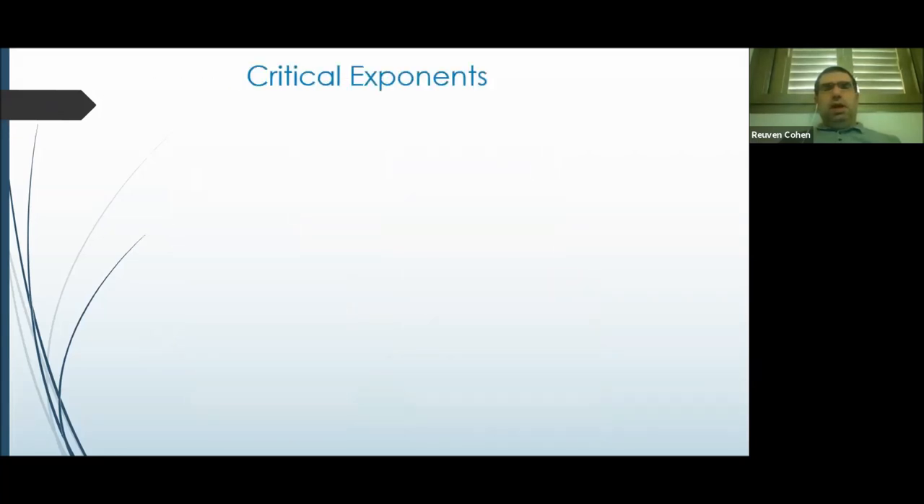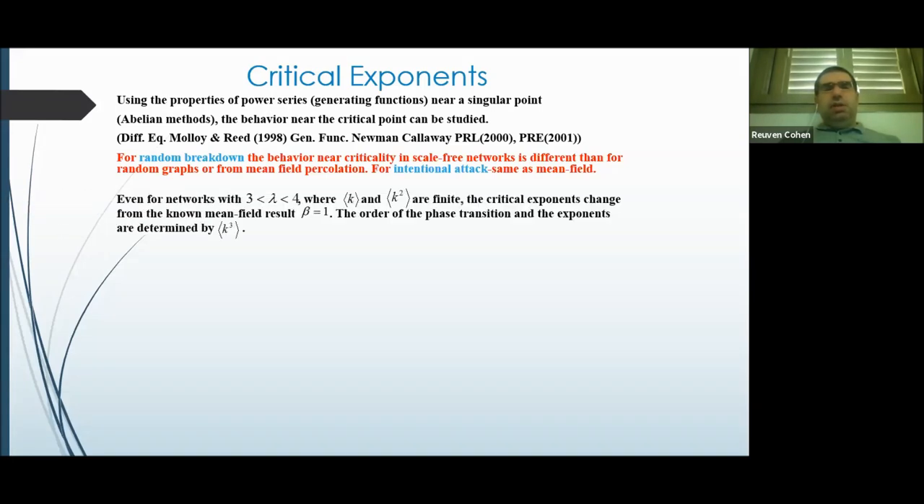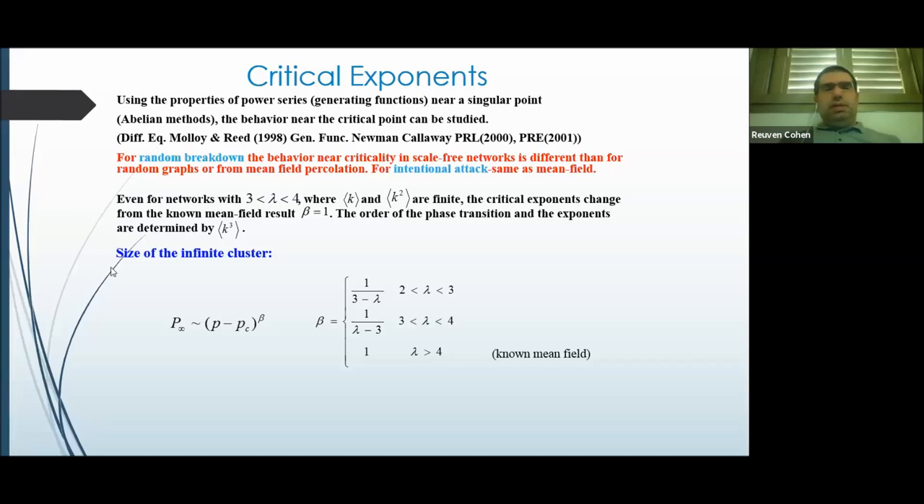So let me speak about what criticality means. If we look at the critical exponents, meaning the behavior near the critical point, the most well-known one for percolation is beta, meaning that close to the phase transition, the size of the giant component behaves like p minus p_c, the difference between the concentration and the critical concentration, to some power beta. In the mean field approximation, it is well known that beta equals one.